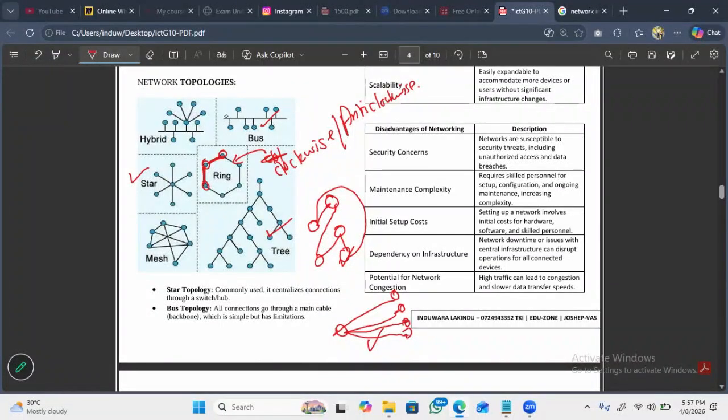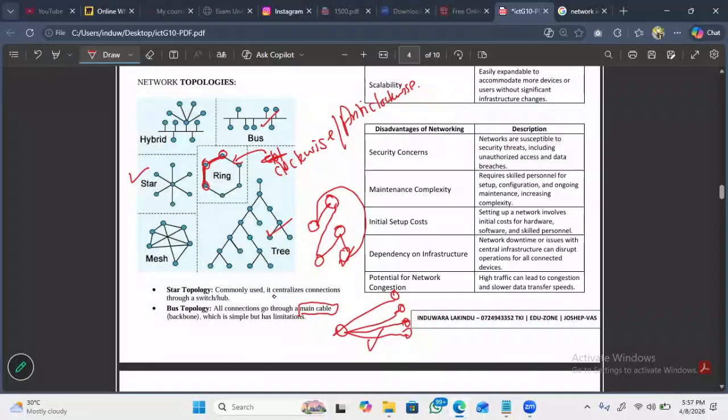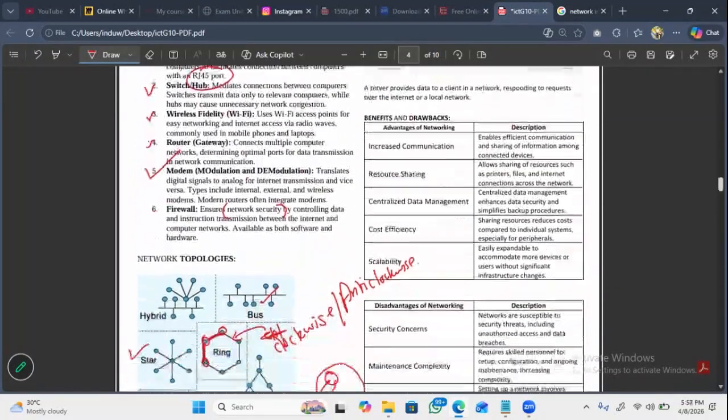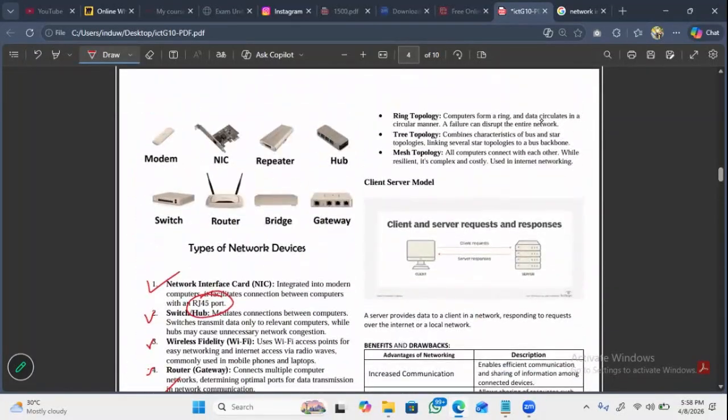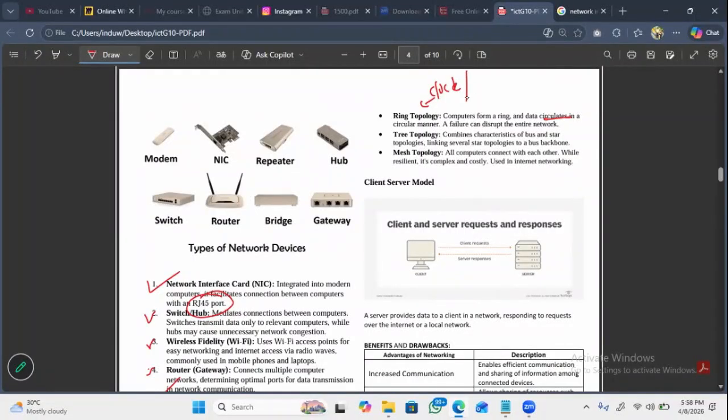When we say bus, you should know there should be a central line. That is the key term. Backbone, the main cable. In the bus topology, that is the word. Underline the word backbone, main cable. Star topology, centralized connections through a hub or switch. That is the main thing. Ring topology, data circulates, clockwise or anti-clockwise. Those are the terms.